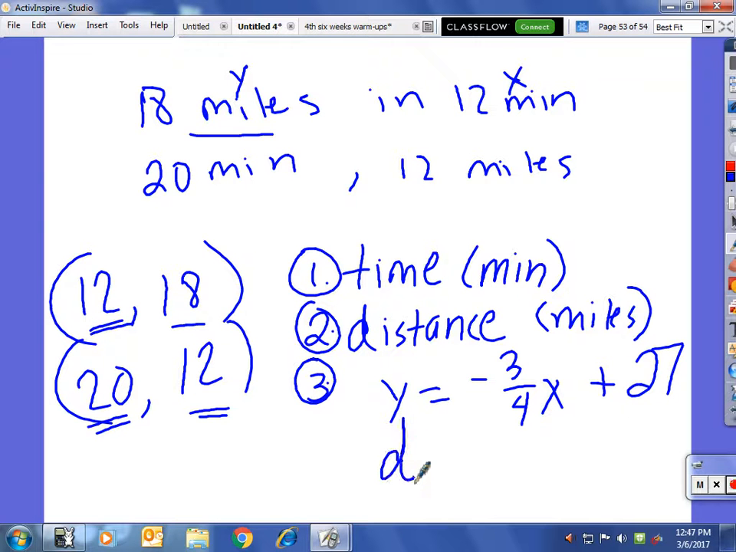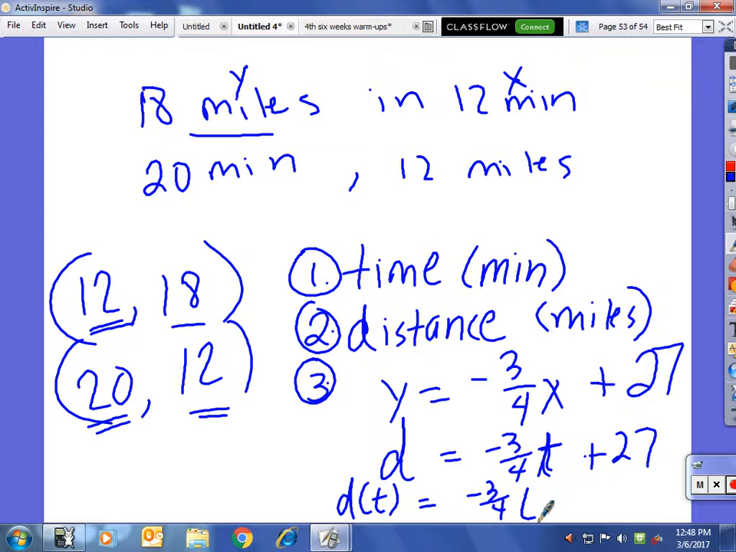D, instead of y, they would say D, because y stands for what? Distance, equals negative 3/4 t for time. They might use m for minutes. Sometimes they don't use m because m is what we usually use for slope. Plus 27. Or they might use function notation like this: D of t equals negative 3/4 t plus 27.